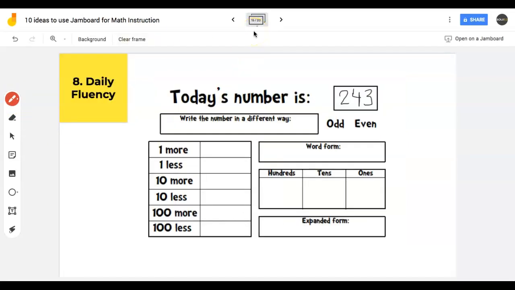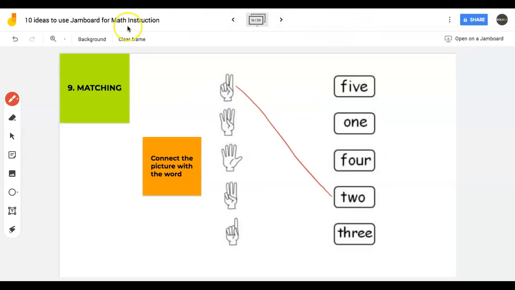Number 8, daily fluency. Fluency is very important for understanding mathematics, and every teacher should practice it. And one way to do it is to use Jamboard. You could take your screenshots, or you could have conversations and discussion with your students about different fluency. It doesn't only have to be the number of the day. It could be about functions, polynomial graphs, ratios, or anything that comes to your mind depending on your unit. Number 9, matching. I'm going to let this one speak for itself.